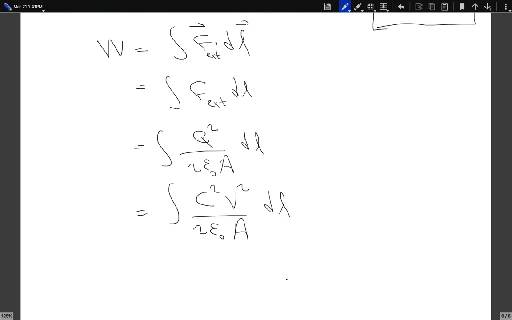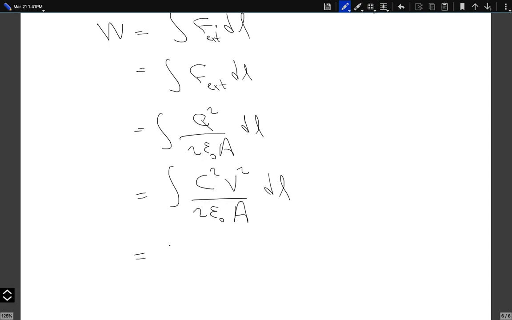V is fixed by the battery. So unless you change the battery, V doesn't change. V doesn't change, 2 doesn't change, epsilon 0 doesn't change, A doesn't change, but C does change. C is inversely proportional to the separation. This is equal to V squared over 2 epsilon 0 A.